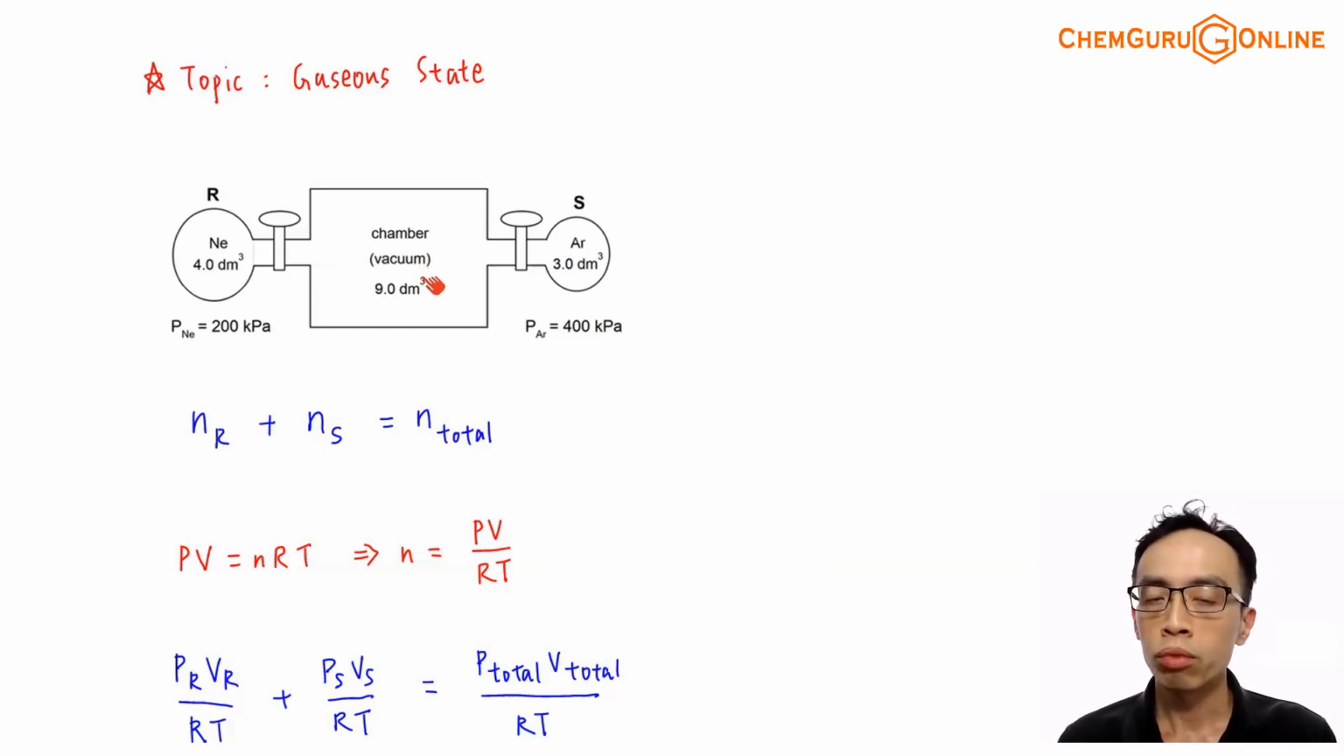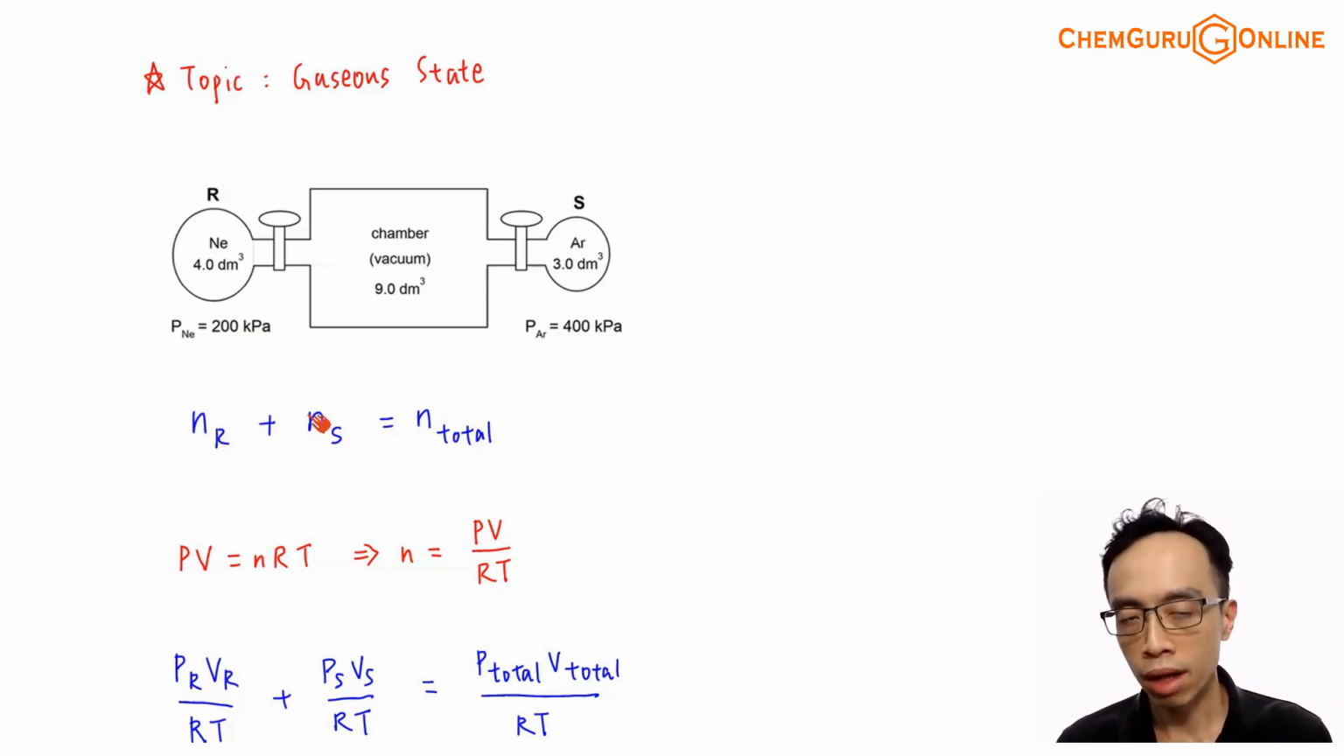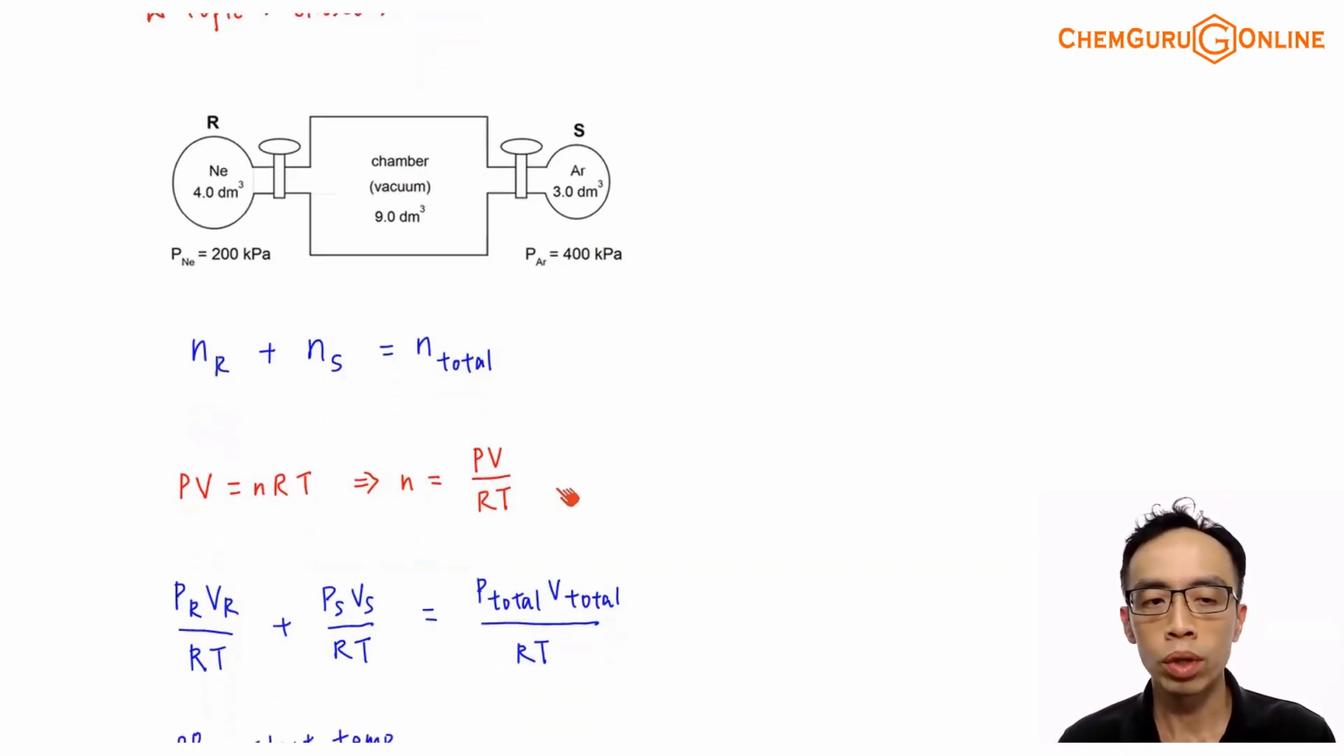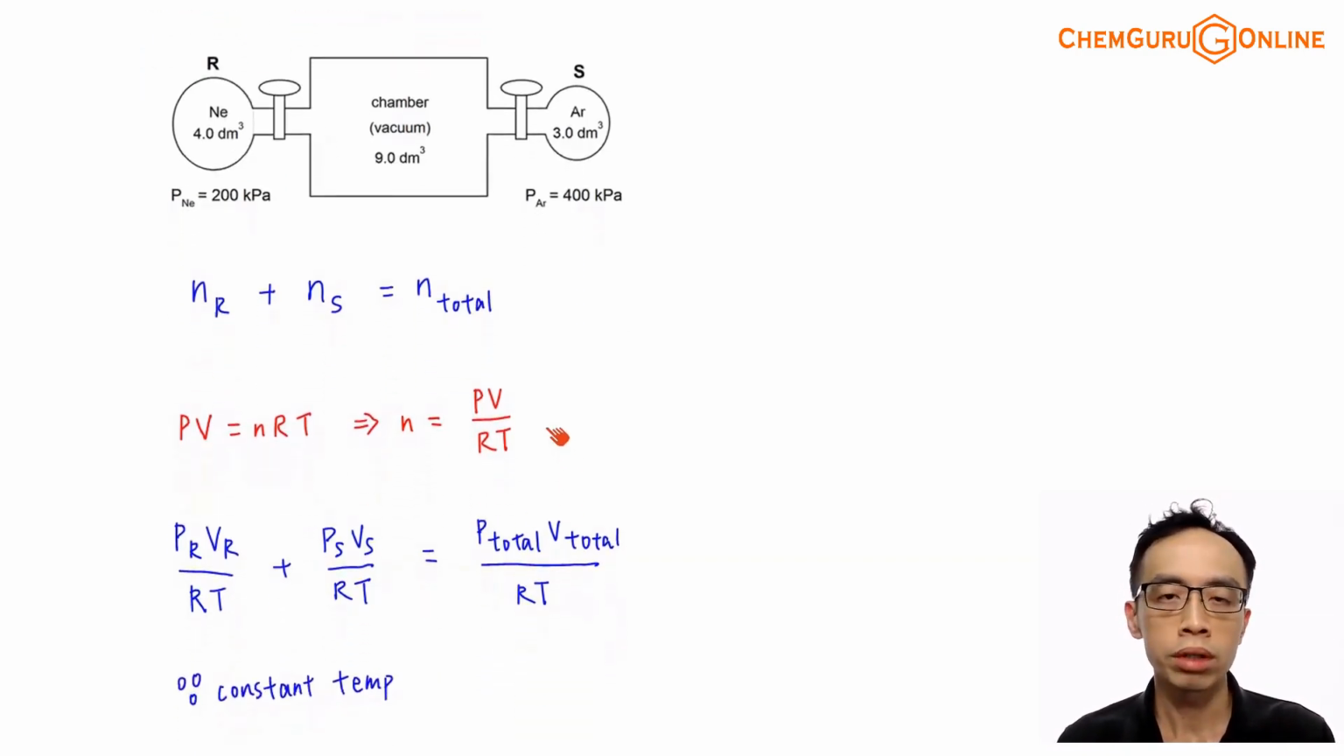Inside the vacuum chamber, because there are no gases, there are only two sources of gases here. The number of moles of gas in R plus the number of moles of gas in S will equal the total number of moles. The next thing we can do is bring in our ideal gas equation, because we can rewrite the number of moles in terms of pressure and volume.